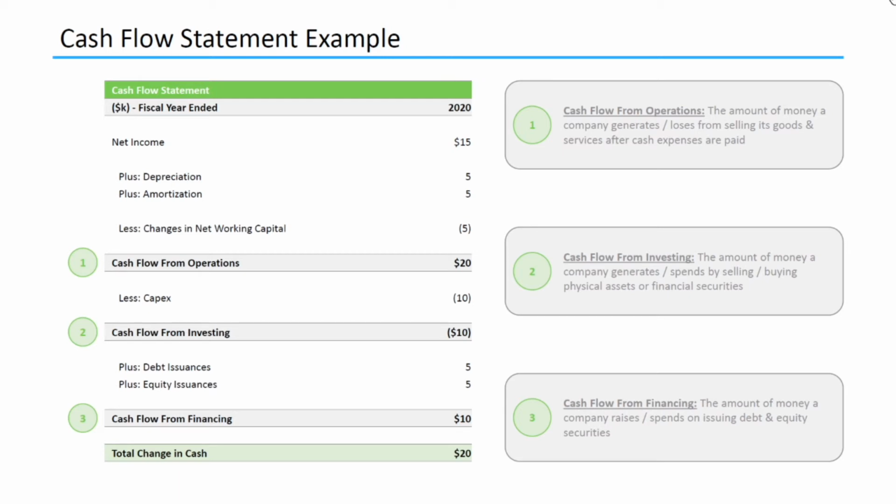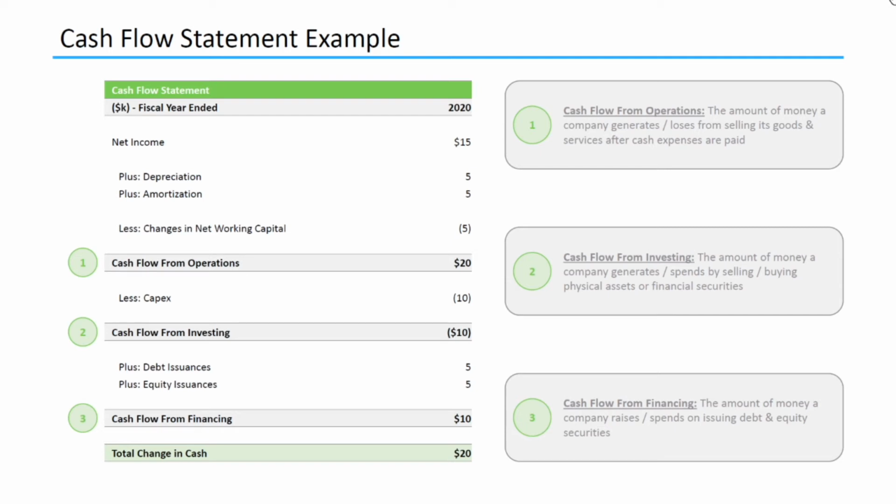Now the way this is calculated is by starting with net income, adding back any non-cash expenses, which typically include depreciation and amortization, and then subtracting out any changes in net working capital. Once we sum these all up, we arrive at cash flow from operations. Now if you're confused on why changes in net working capital has an impact on cash, I'll leave a link in the description below to a video explaining this topic.